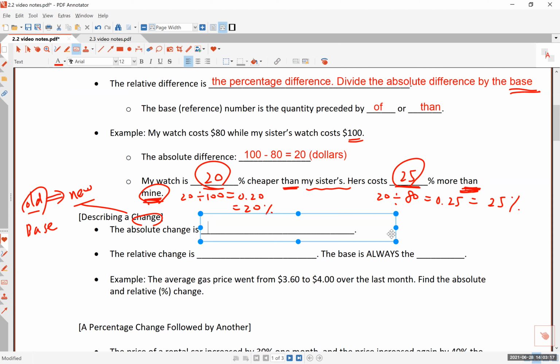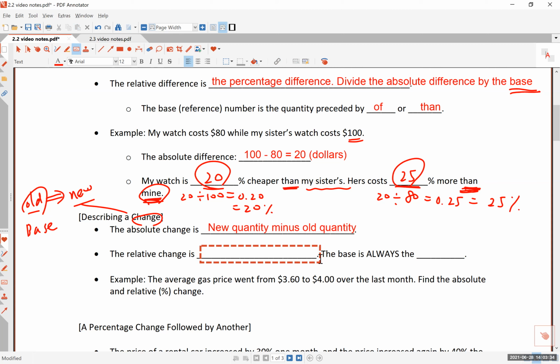Okay, the absolute change is the new quantity minus the old quantity. That's simple. But the relative change is the absolute change divided by the old number. So this is the percentage, I guess you say the percentage change, and the base is always not the new or the current one, but the old quantity or the old value, right?